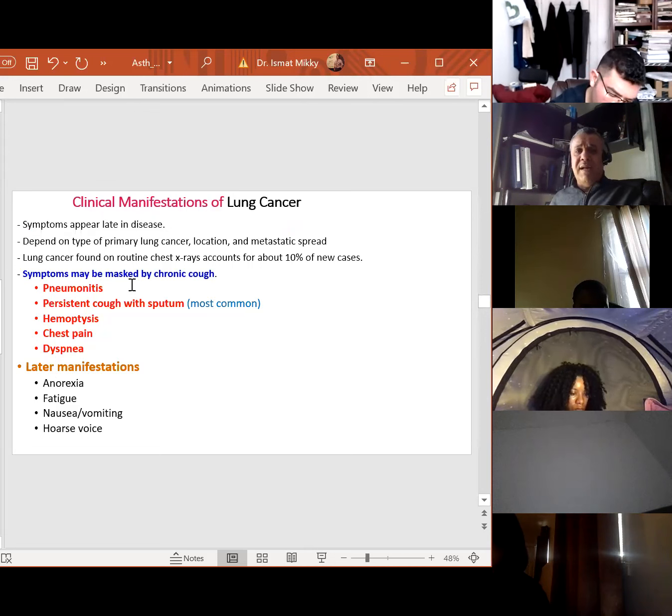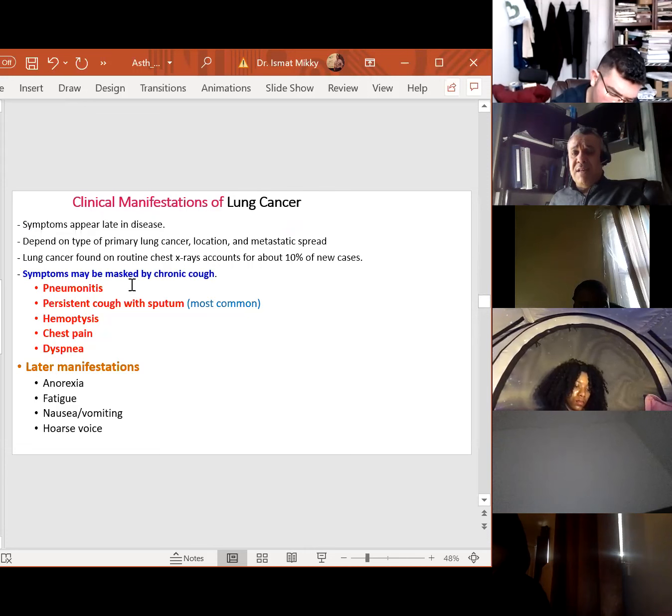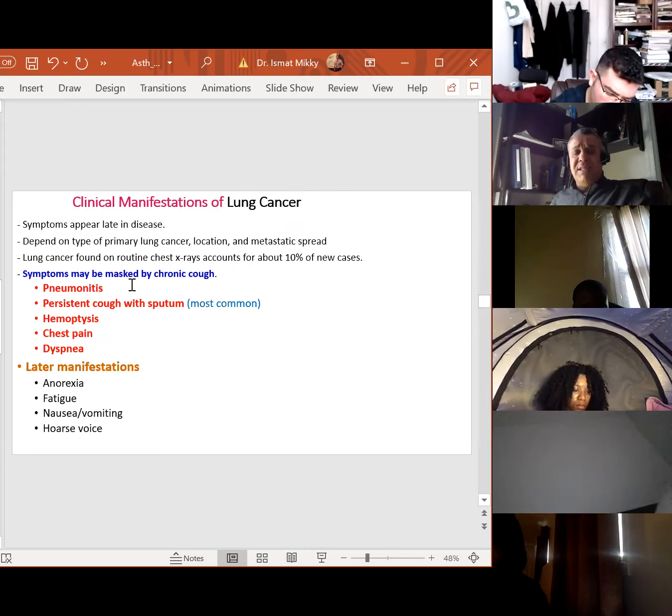And again, in cancer development and metastasis, sometimes there is no scientific explanation why a cancer cell will metastasize to certain organs.